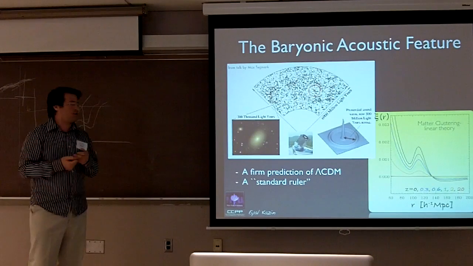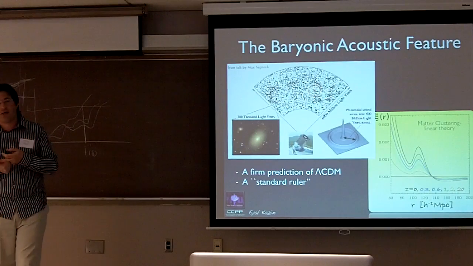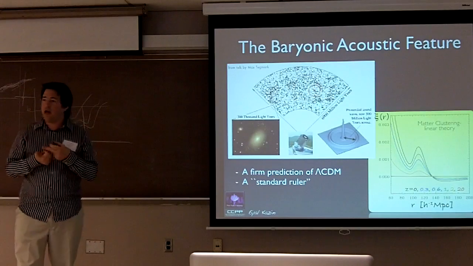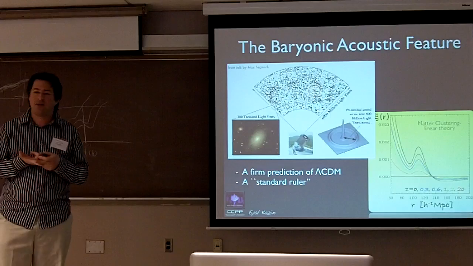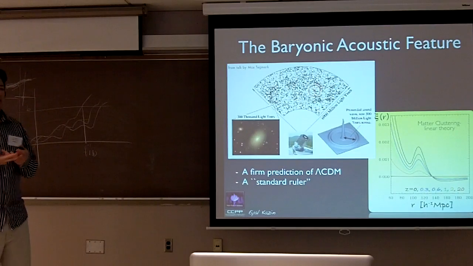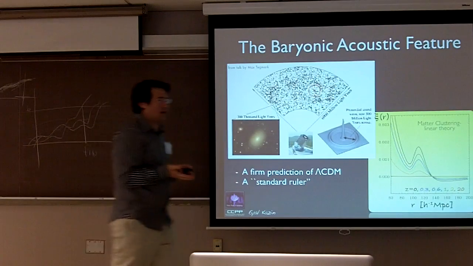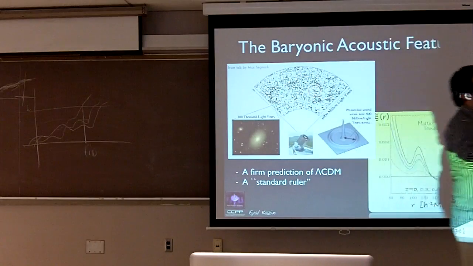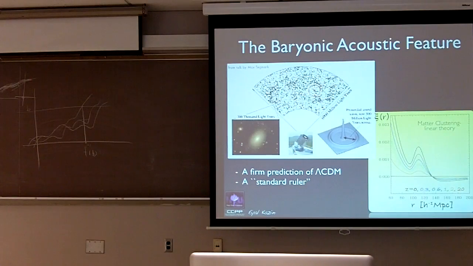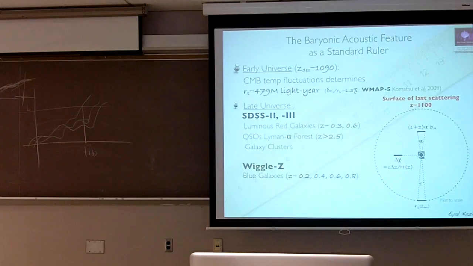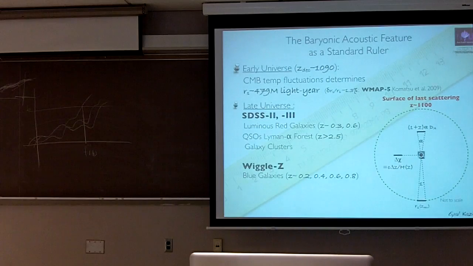This is important for 2 reasons. First, it's a very firm confirmation of the lambda CDM model and our understanding of gravitational instability. And second, it's practical because we can use it as a standard ruler. Why? Because it gives us a signature, a characteristic length in the cosmos, which we can use. This is a good cartoon to have in mind. This is the surface of last scattering, remember, that's when the universe went from being opaque to radiation to transparent.